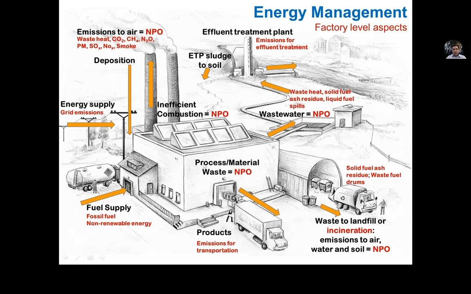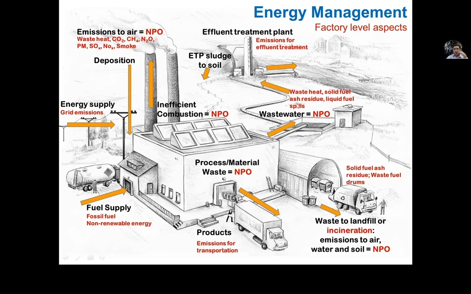And then we have process or material waste, and you can see this word NPO everywhere, and I will explain this word after a few slides. So just remember this word NPO, because we will be using it a lot during our session. So we have process or material wastes in the factories. Then we have products going out of the factories, where we have emissions from transportation. On the right hand side, you can also see at the bottom we have waste going towards landfill. We have solid control and soil quality control as well.